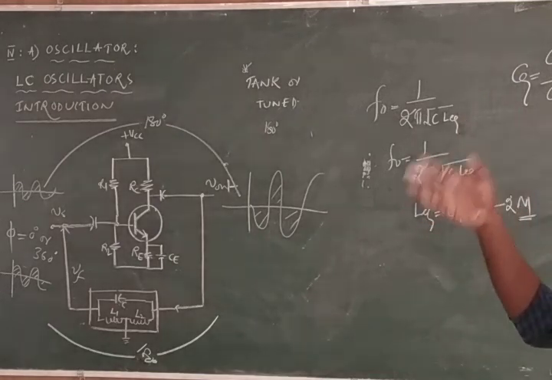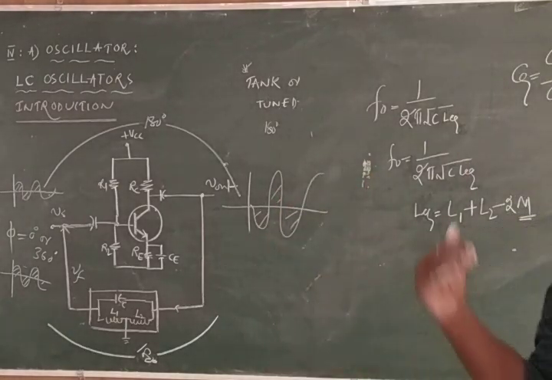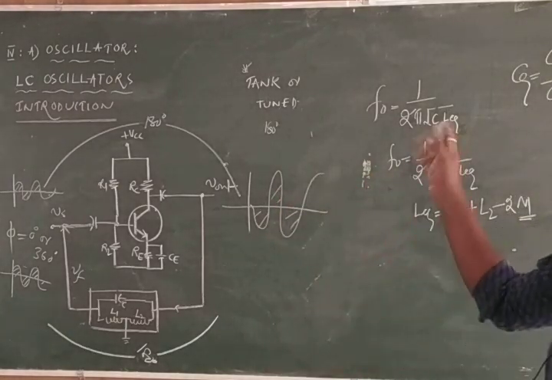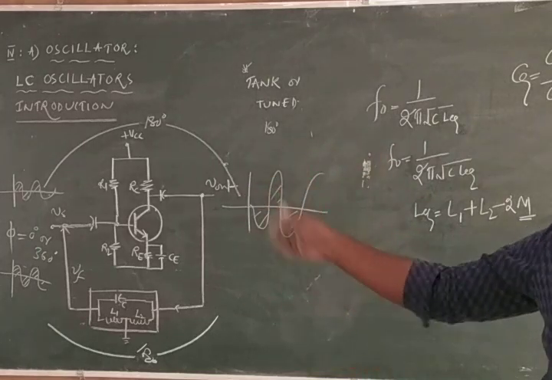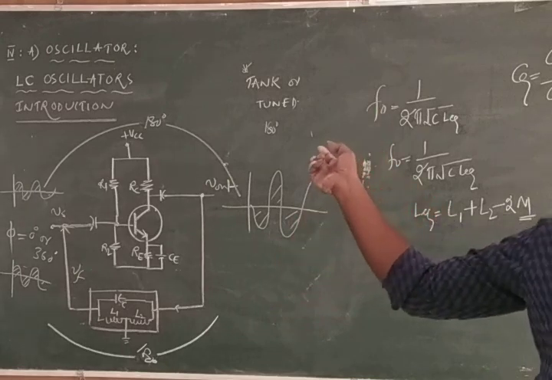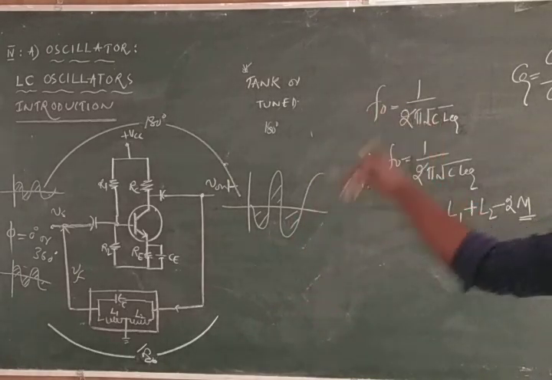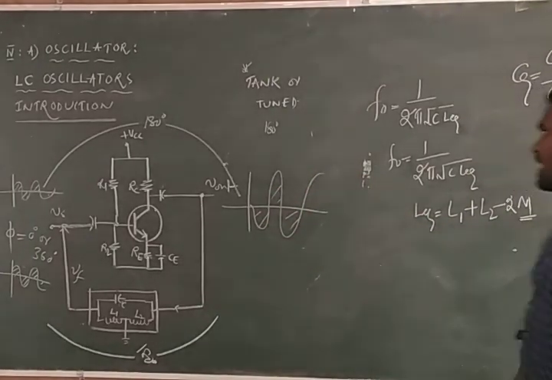A circuit which is purely designed with L and C components is called a tank circuit or tuned circuit. In the oscillator circuit, it can provide a 180 degree phase shift, so the amplifier section is able to provide one more 180 degrees. Total it will be 360 degrees, so it satisfies the Barkhausen criteria.